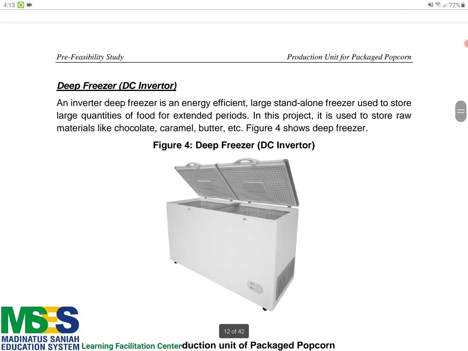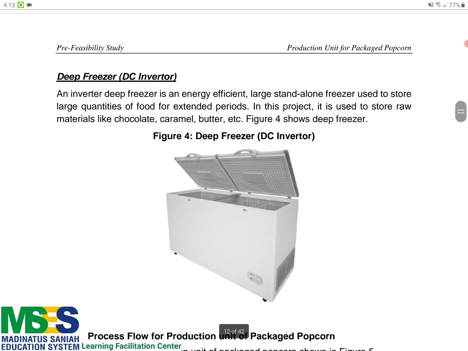Then we also need a deep freezer. Why do we need a deep freezer? We have to store the raw material like chocolate, caramel, butter. Popcorns are not stored in the deep freezer. The deep freezer is used to store raw material like chocolate and caramel and other products.